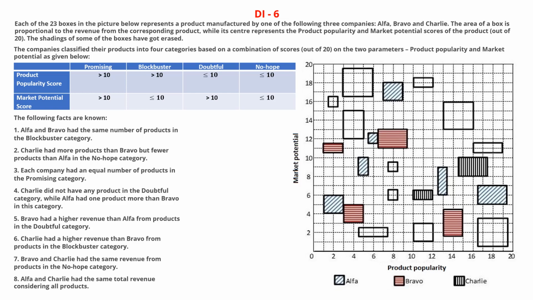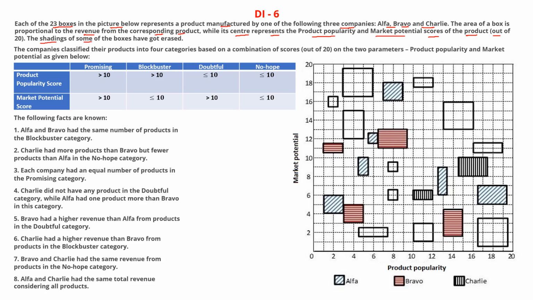Let us now look at this set. In this set, it is given that each of the 23 boxes in the picture below represents a product manufactured by one of the following three companies: Alpha, Bravo and Charlie. The area of the box is proportional to the revenue from the corresponding product, while its center represents the product popularity and marketing potential score of the product out of 20.